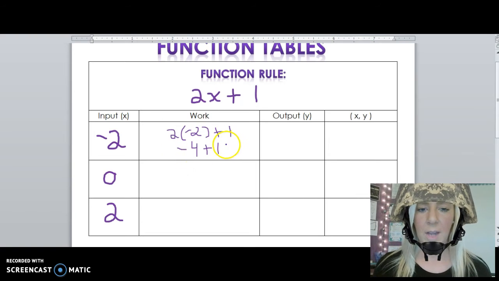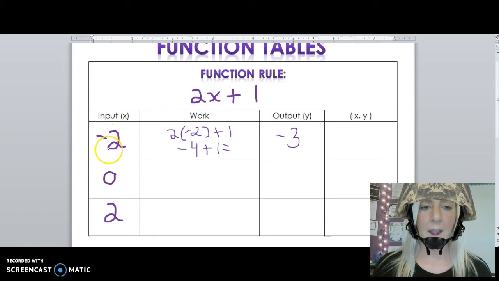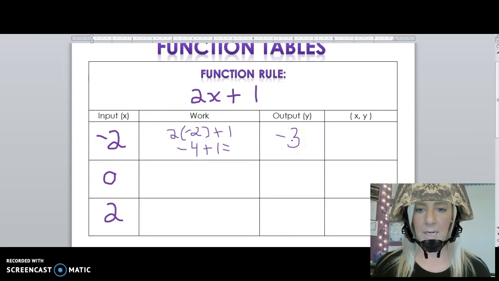And for this, you can use your calculators to check your computation, which is -3. So my output is -3. So if I plug in -2 for my input, my output is -3. We have to write this as an ordered pair. Again, each ordered pair is x, y. So my x is -2, and my y is -3.